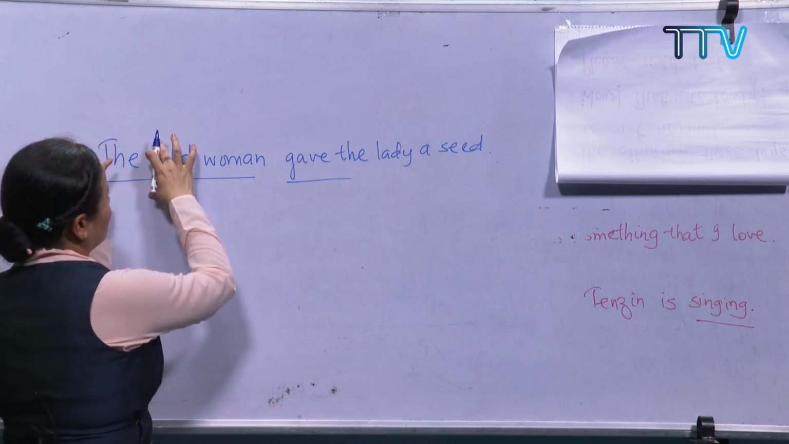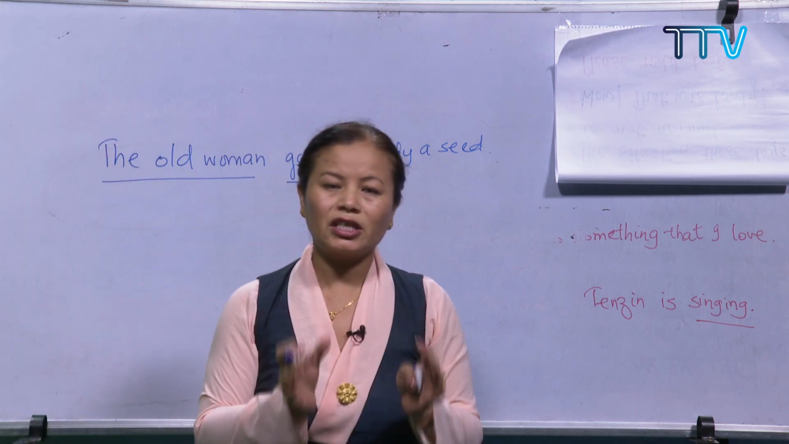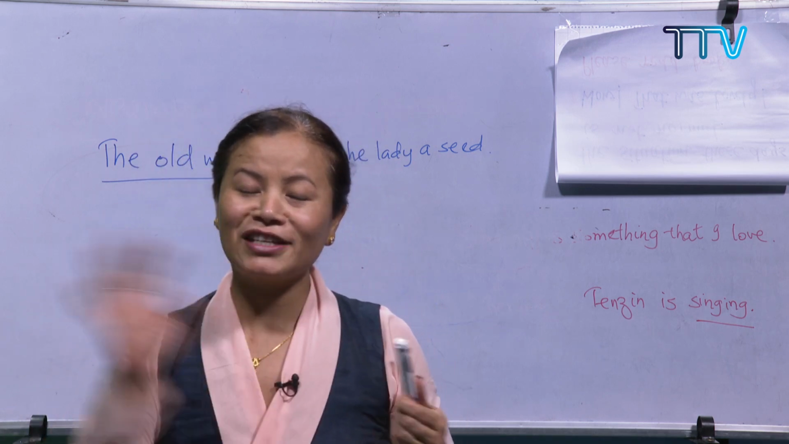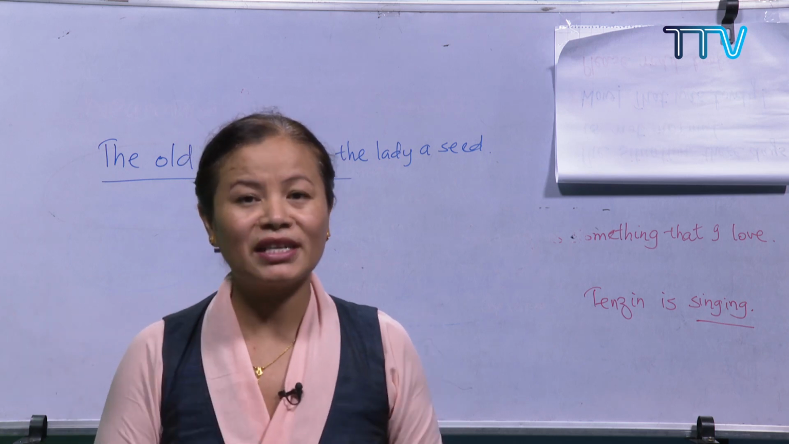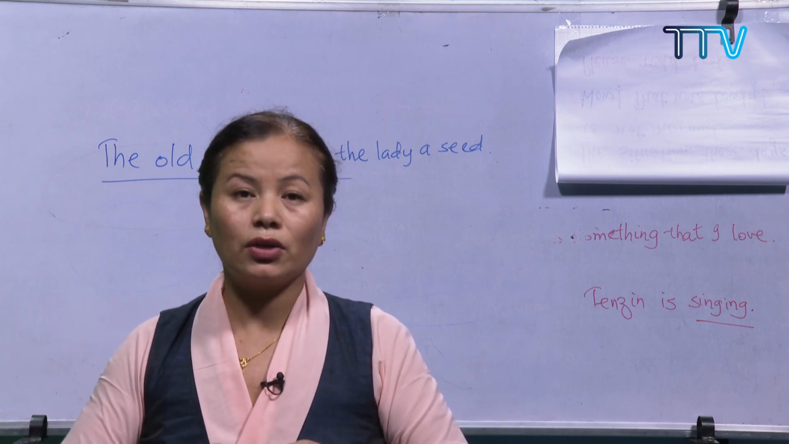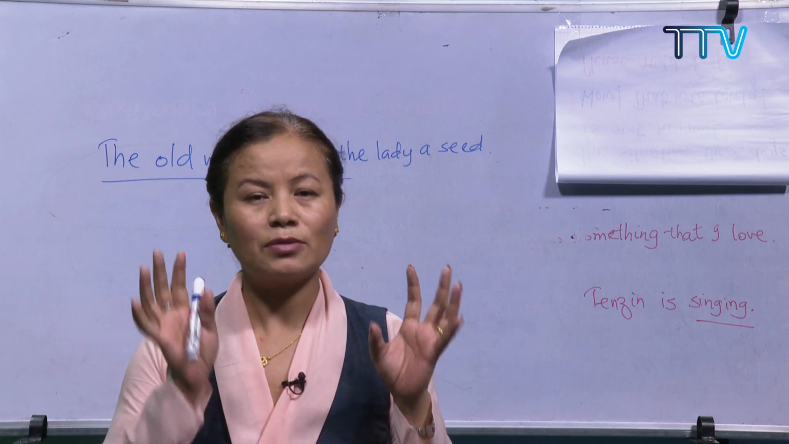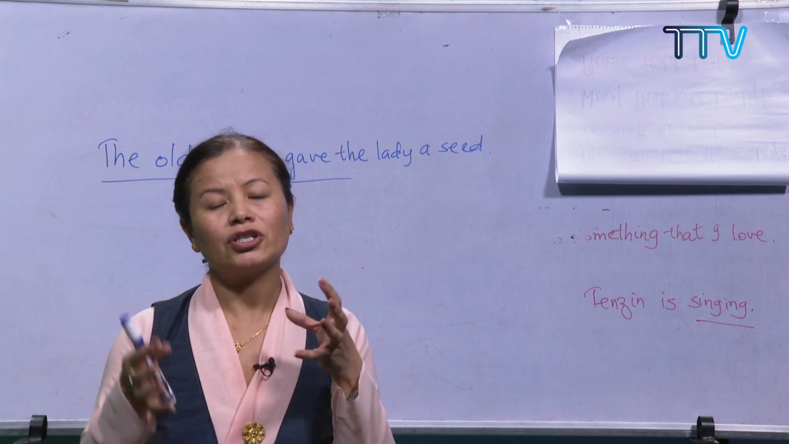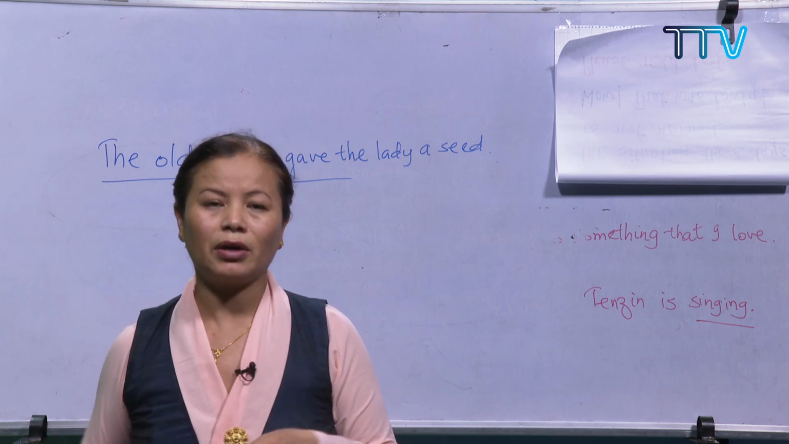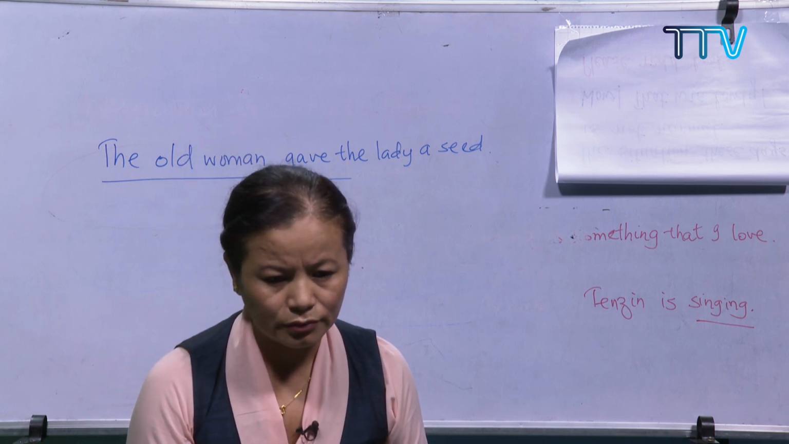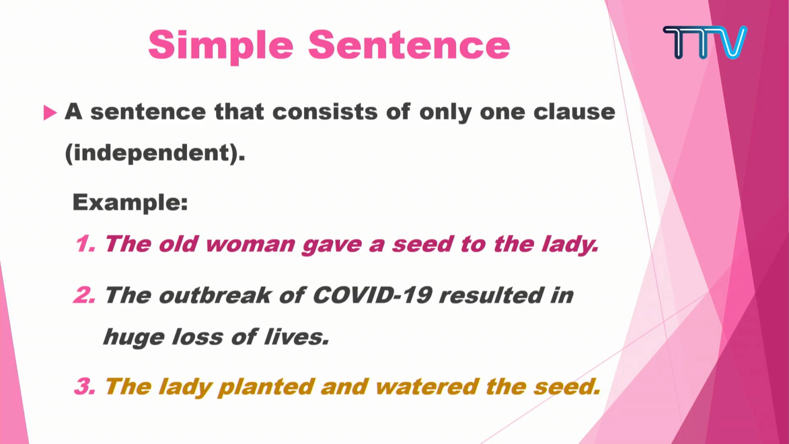A simple sentence can be short, it can be long. As the word suggests, it doesn't mean that a simple sentence has to be short all the time. A simple sentence can be long, provided there's one subject, one verb. You just need to identify the different types of sentences based on the number of clauses or the kind of conjunction used or not. You will learn about this in detail in our later sessions. Another example: the lady planted and watered the seed.